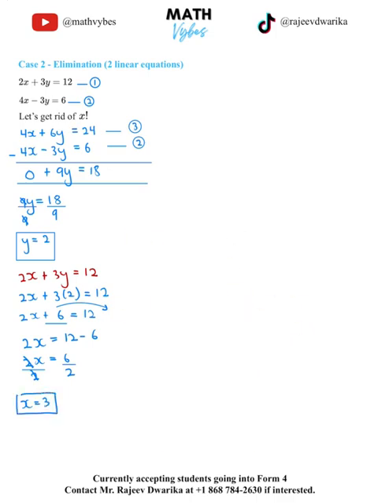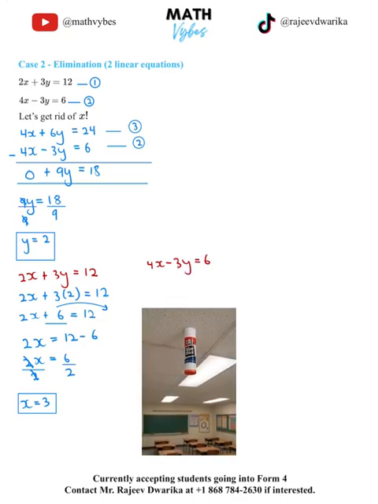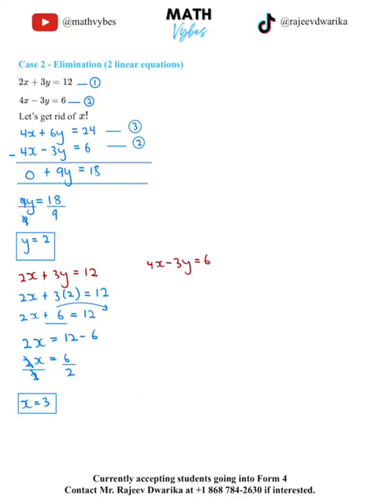Awesome. And that's not the only way you could have found for x. You could have also used equation 2 or equation 3. Let's do it fast with equation 2. So that's going to be 4x minus 3y is equal to 6. And remember, anywhere you see y, you're going to replace it with 2. So that's going to be 4x minus 3 by 2 equal to 6.